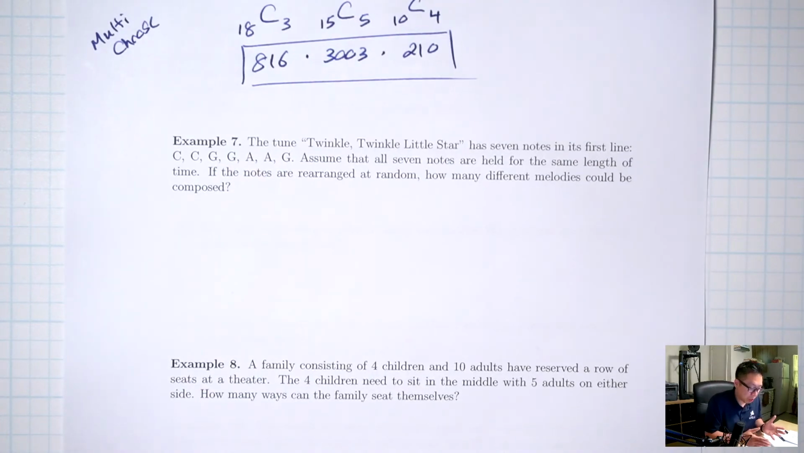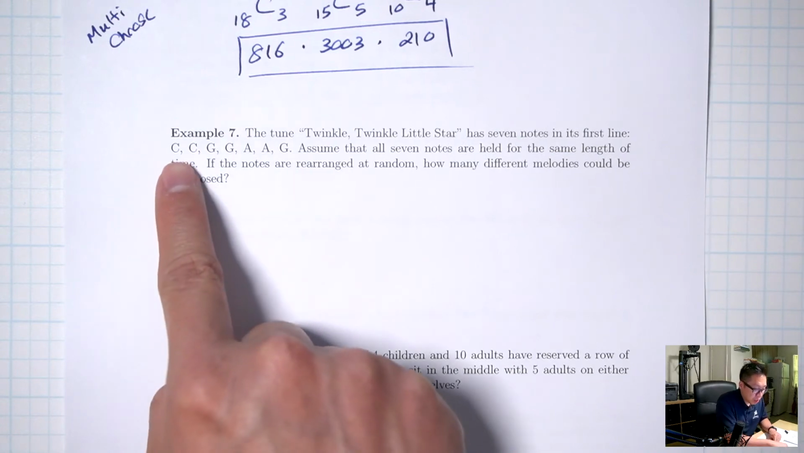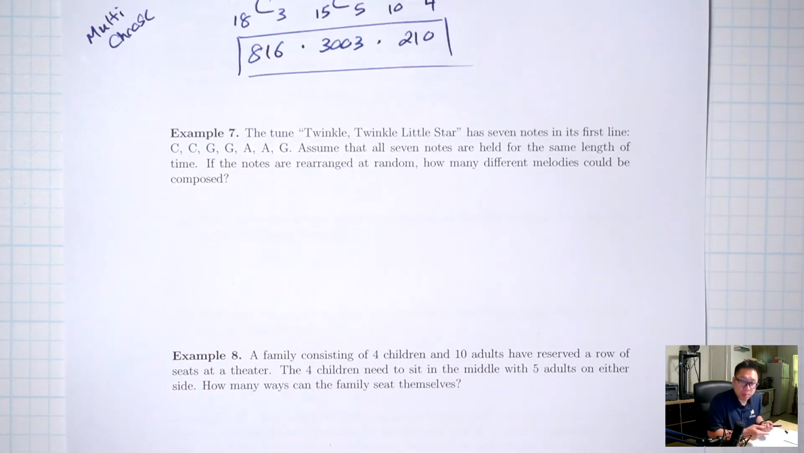Okay, so we're talking about music here, so it does matter what note you play first and what note you play second. So this is definitely a permutation. I do see some letters repeated. So this is going to be a permutation with lookalikes.